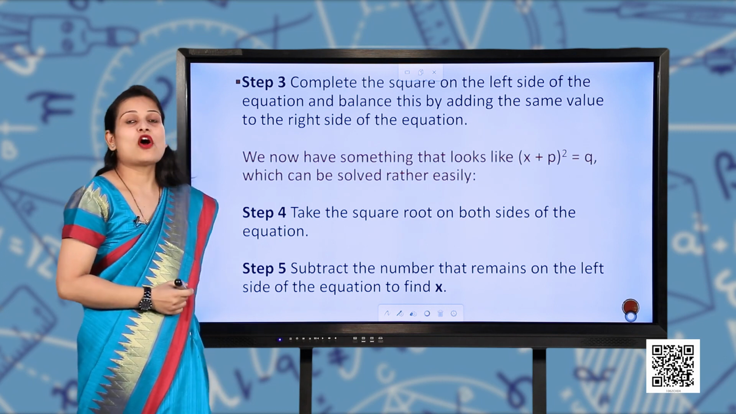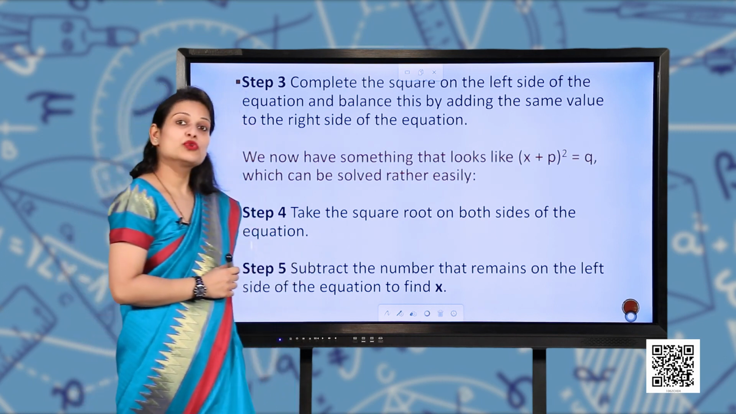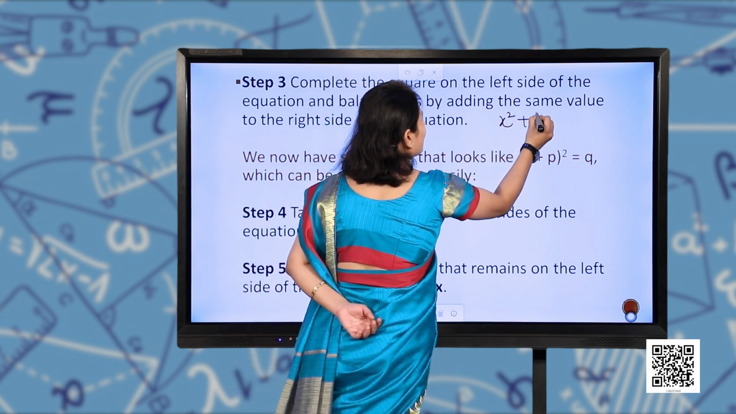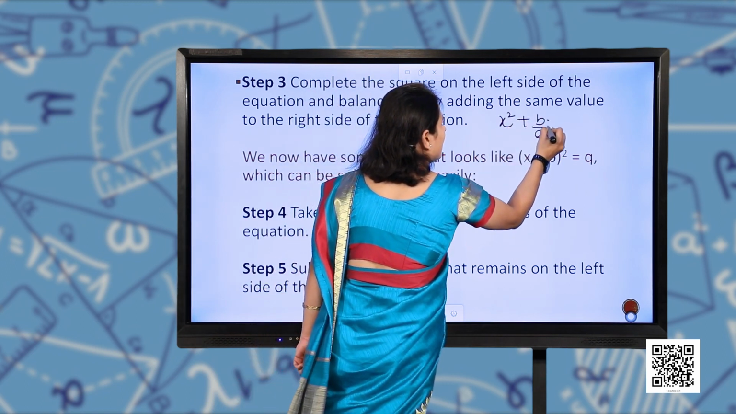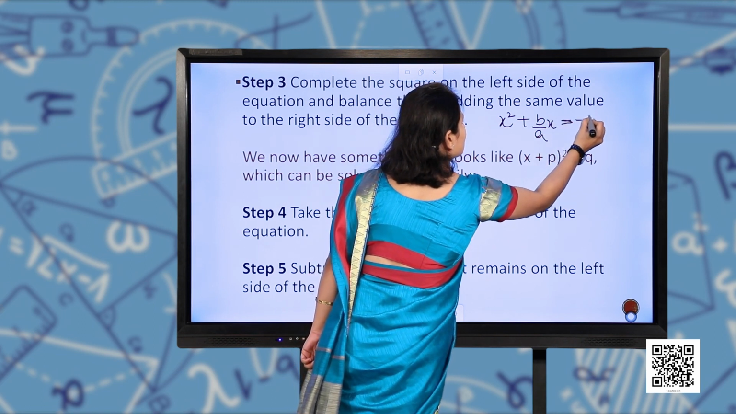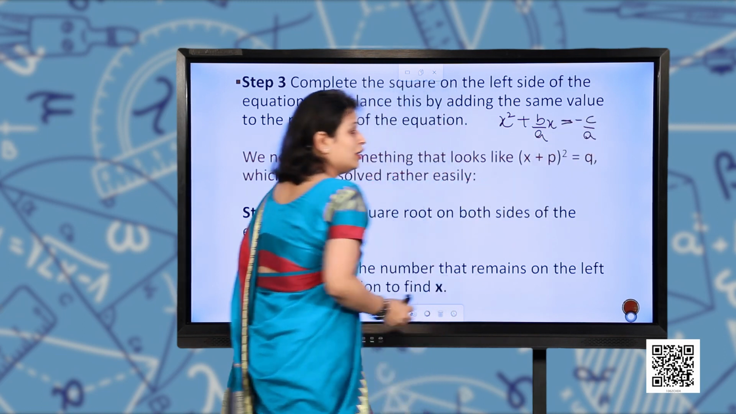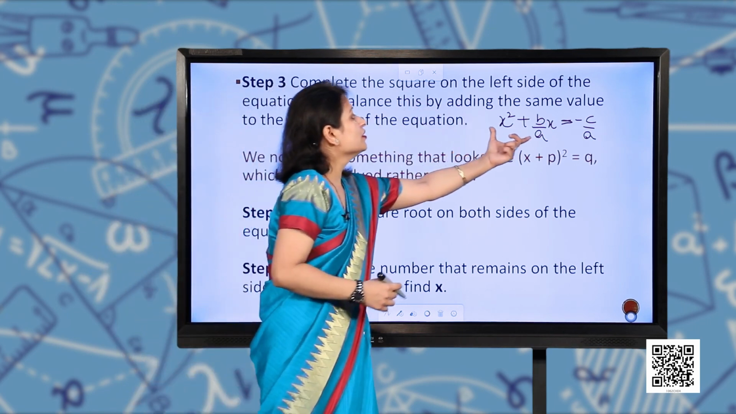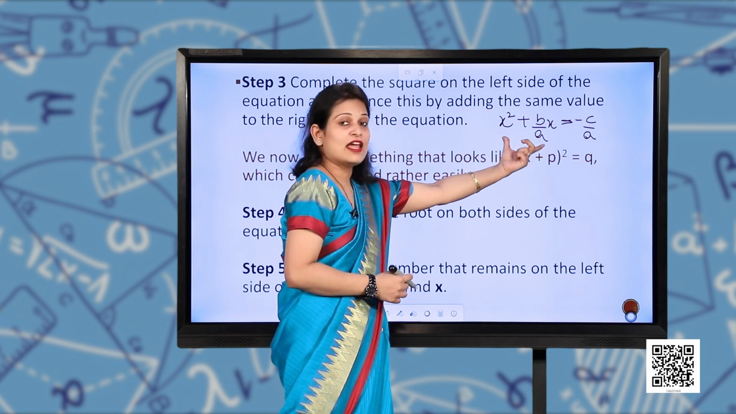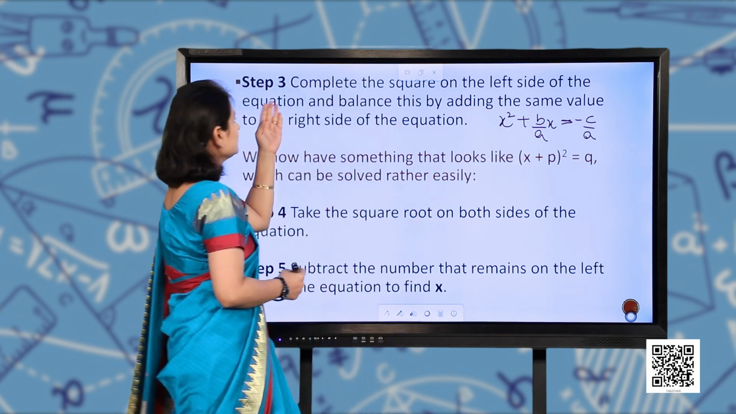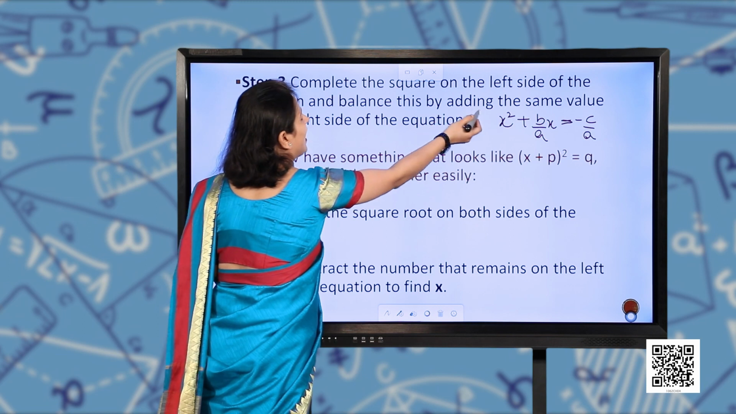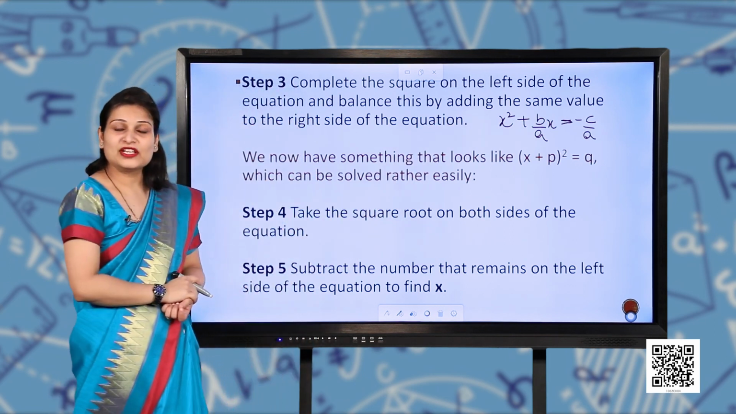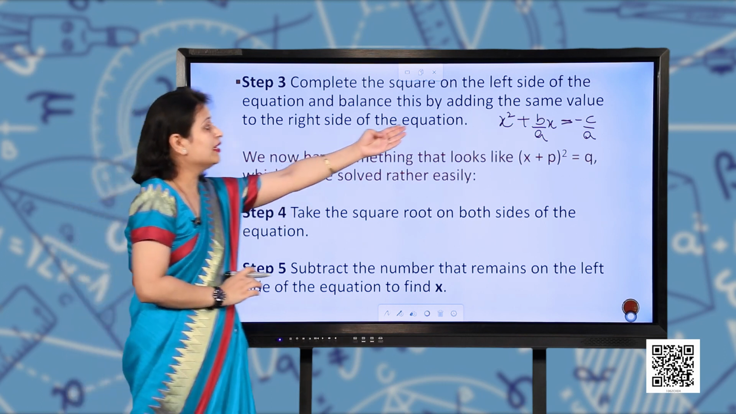Now step 3, complete the square on the left side of the equation. As we have obtained the equation in step 2 as x square plus b by a x equals minus c by a, now what we need to do? We have to complete the square on the left side of the equation and balance this by adding the same value to the right hand side of the equation.